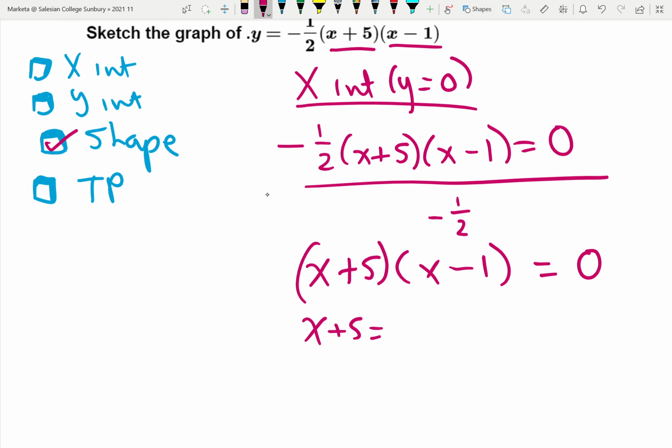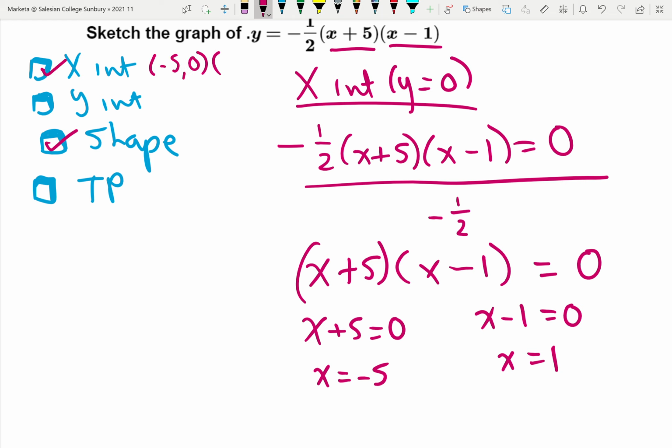X plus 5 equals 0. That means x equals negative 5. And x minus 1 equals 0. That means x equals 1. So the x-intercepts that time were super easy. So we've got negative 5, 0, and 1, 0. Remember that we want to put coordinates, not just the numbers, 1 and negative 5.